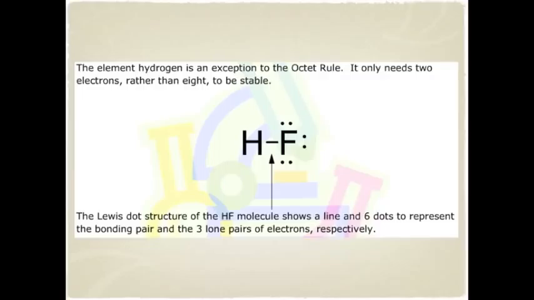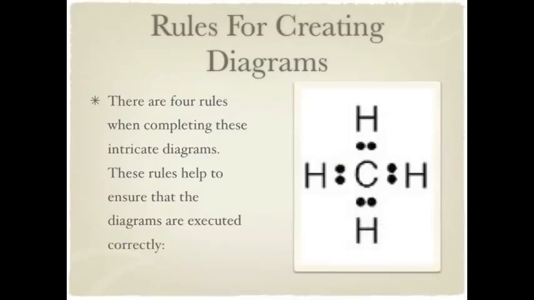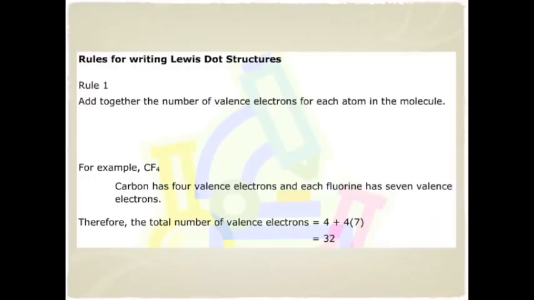The Lewis dot structure of the HF molecule shows a line and 6 dots to represent the bonding pair and the 3 lone pairs of electrons respectively. Rules for creating diagrams. There are 4 rules when completing these intricate diagrams. These rules help to ensure that the diagrams are executed correctly.